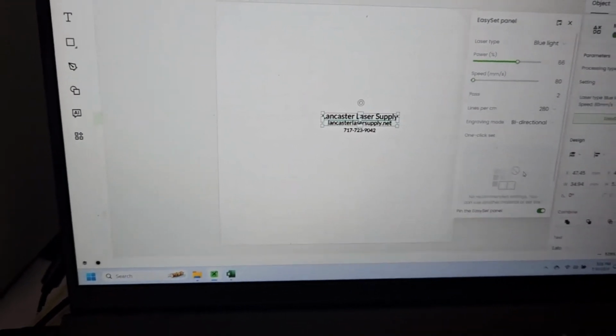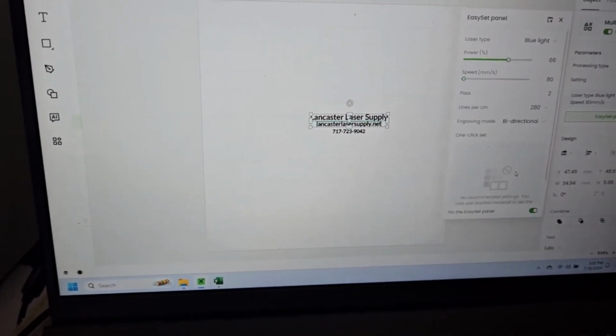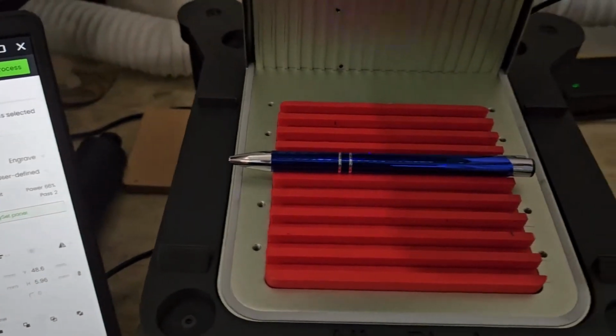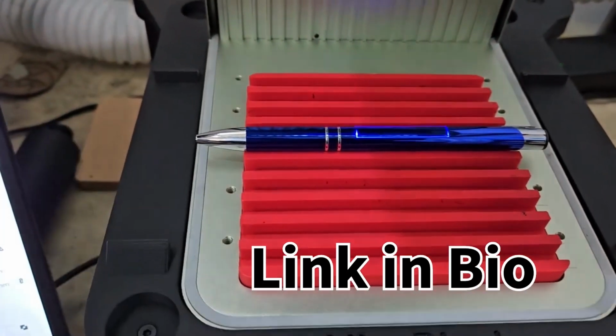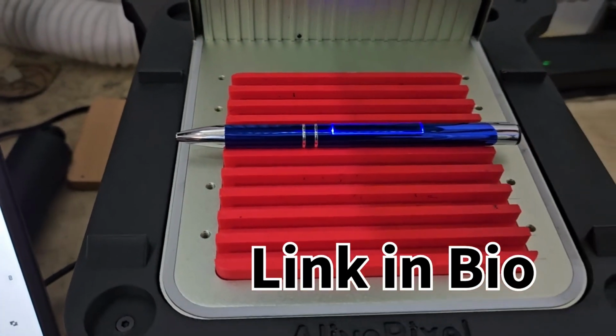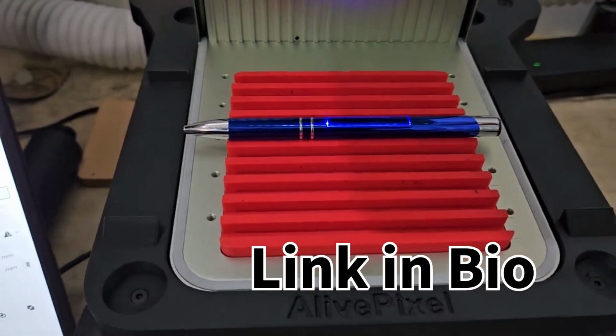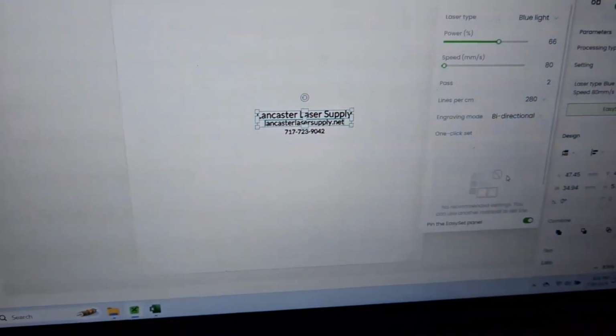Okay, so this is Jeff with Lancaster Laser Supply. Today I'm going to show you how to laser engrave one of these metal pens. This is not a rubberized one, this is all metal. I'm going to show you here.